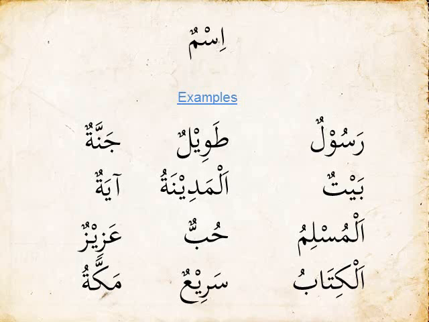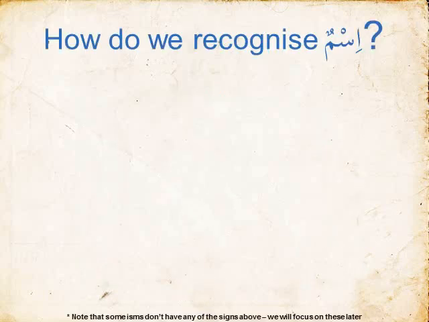If we look at ismun, besides the meaning, there is some indication on the actual word that indicates it's ismun. So if you look carefully at this, pause the video, look carefully and try to identify which patterns there are, which signs there are that these words are ismun. So how do we recognize ismun? The primary way to recognize ismun is to know the meaning. In other words, if the meaning is person, place, thing, idea, adjective, adverb, or something similar, then it will be ismun. However, there are three signs that we can see on the word to indicate that it is ismun.